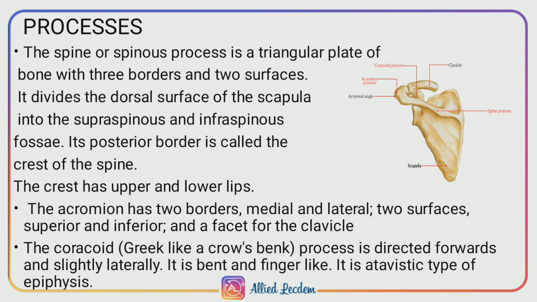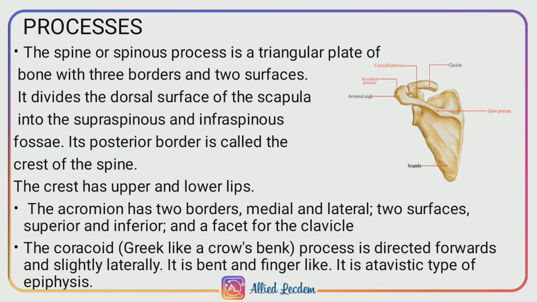The spinous process is a triangular plate of bone with three borders and two surfaces. It divides the dorsal surface of the scapula into supraspinous and infraspinous fossae. Its posterior border is called the crest of the spine, and the crest has upper and lower lips. Whereas the acromion process has two borders, medial and lateral, two surfaces, superior and inferior, and a facet for the clavicle.